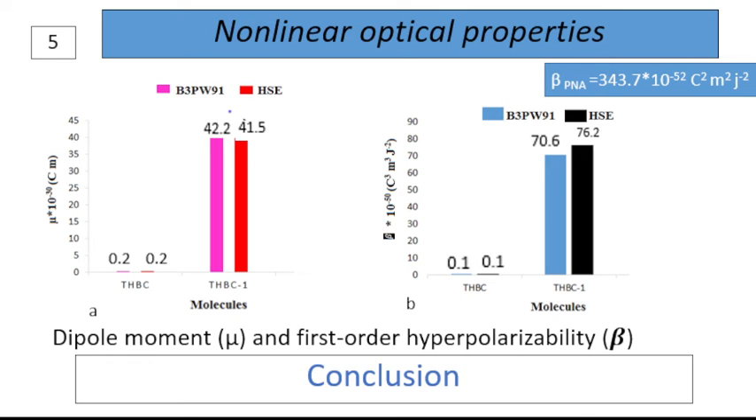In conclusion, the presence of the potassium atom in the THBC-based molecule has influenced the value of the dipole moment and the first order hyperpolarizability. The high value of the first order hyperpolarizability of the proposed derived molecule allows us to classify this molecule as a potential candidate for application in nonlinear optics.